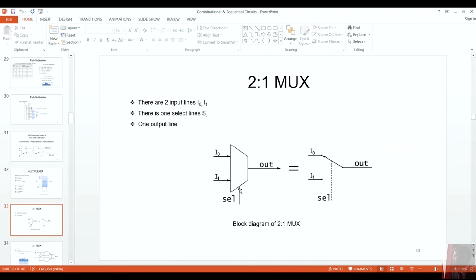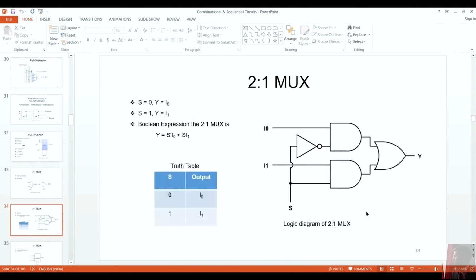Now, if we're talking about a 2 to 1 mux, this is the representation of the multiplexer. So you have 2 input lines and 1 output line. And how many select lines will you have? Because 2 inputs, 2 raised to power 1, so only 1 select line. I hope this is clear. Similarly, for the 2 to 1 mux, when the select line is 0, the output would be I0. And when the select line is 1, because only two permutation combinations we can have, S0 and S1, the output would be S bar I0 plus S I1.